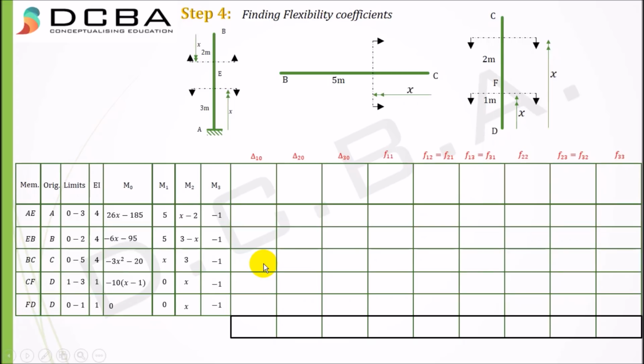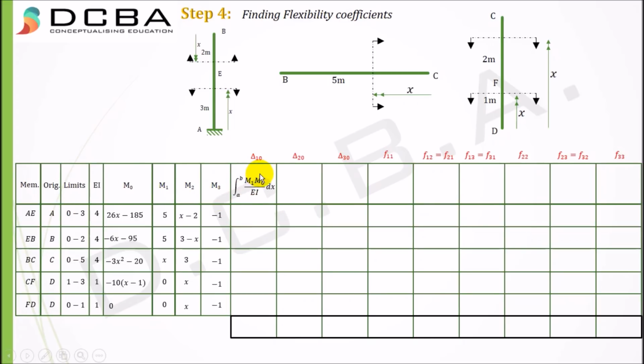Now you need to find these terms: delta 10, delta 20, delta 30, f11, f12 is equal to f21, f13 is equal to f31, f22, f23 is equal to f32, and f33. The formula for these equations is given as the integration from limits a to b.